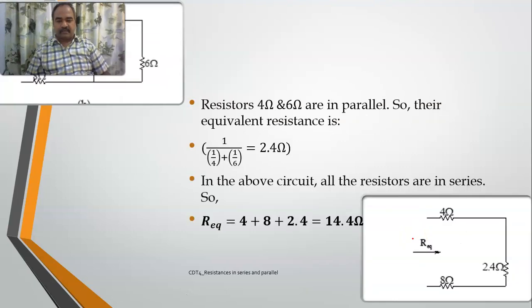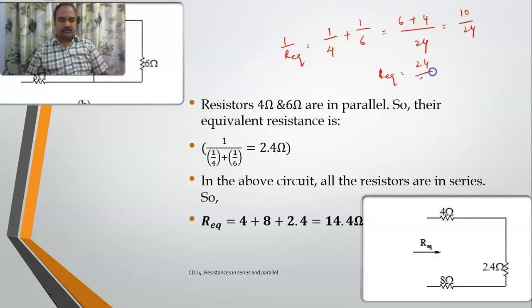So if they both are in parallel, what is the equivalent value? 1 by R equivalent is equal to 1 by 4 plus 1 by 6. What is the LCM? 24, right? So 6 plus 4, it is 10, 10 by 24. So what is R equivalent? It is the inverse, 24 by 10, it is 2.4 ohms.